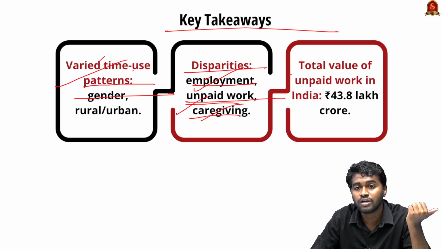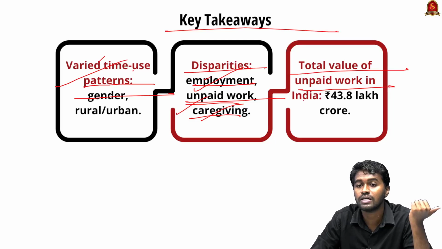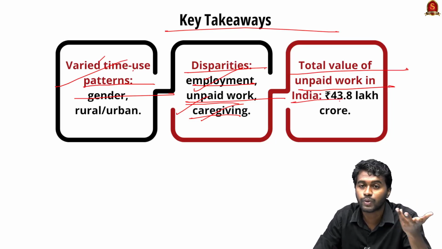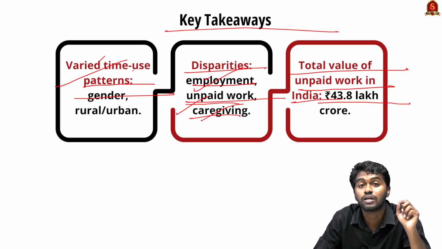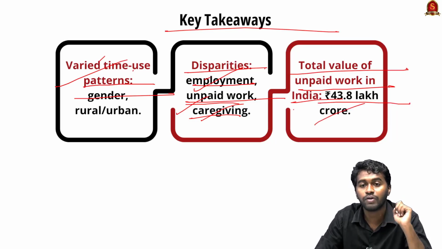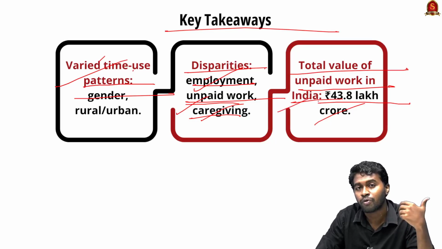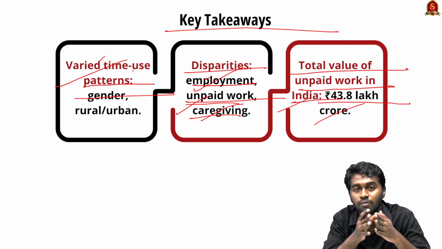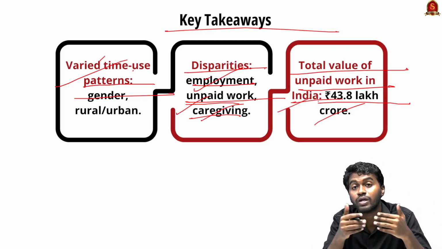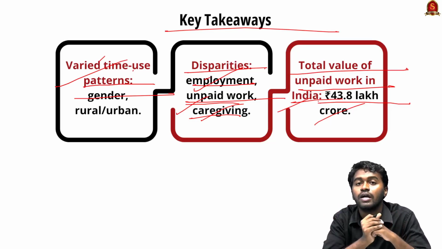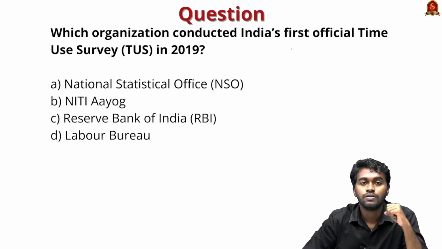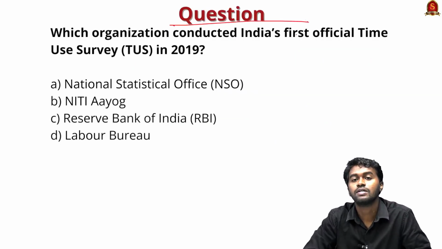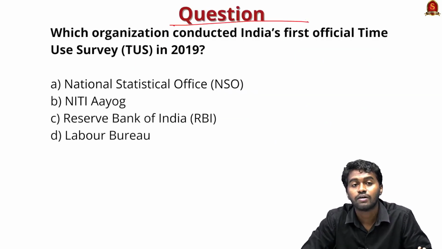And coming to the total value of the unpaid work done in India, in another sense the unrealized revenue, it will stand at the value of rupees 43.8 lakh crore. If we can provide more opportunities for women, then we can gear up economic development, and we can also make the society and the economy even more inclusive. So in this topic we discussed the time use survey, and based on the discussion, try to answer this prelims practice question.